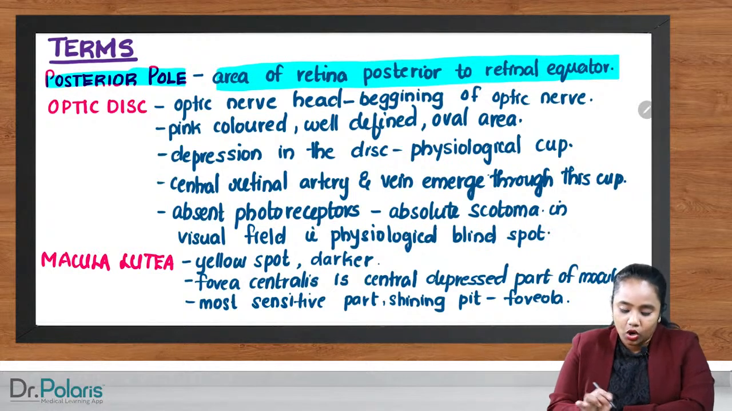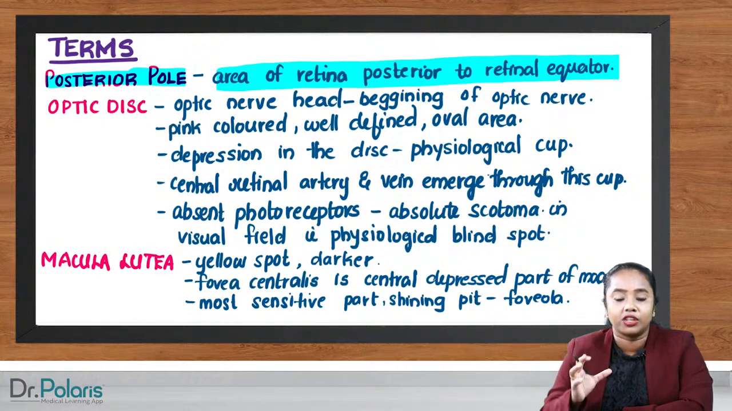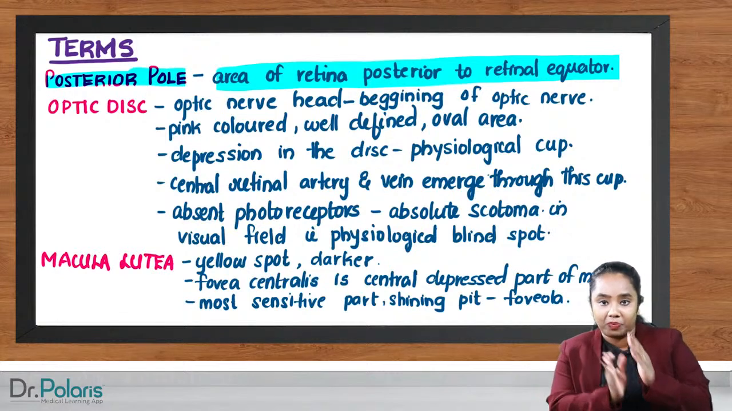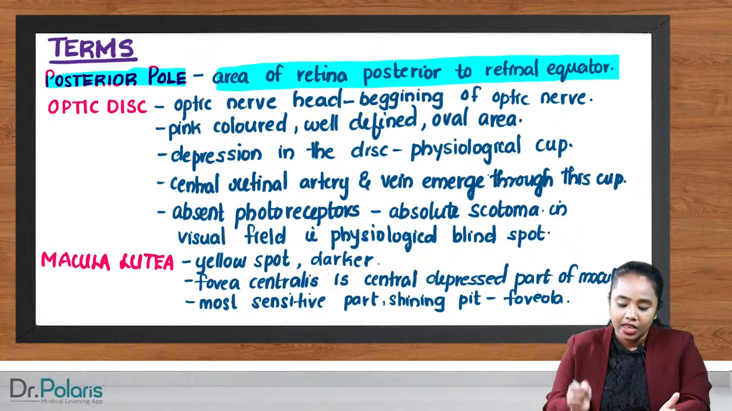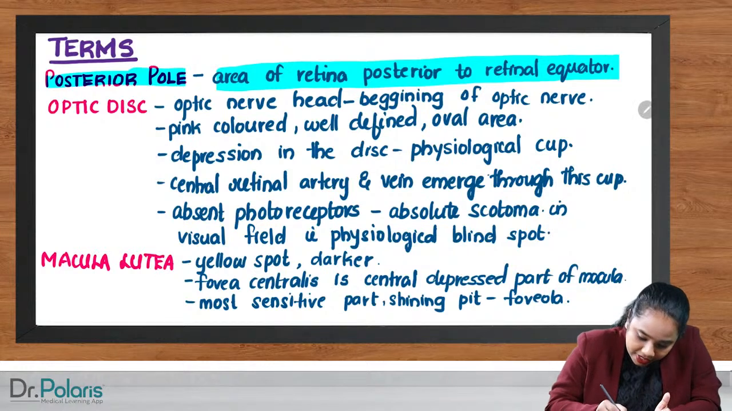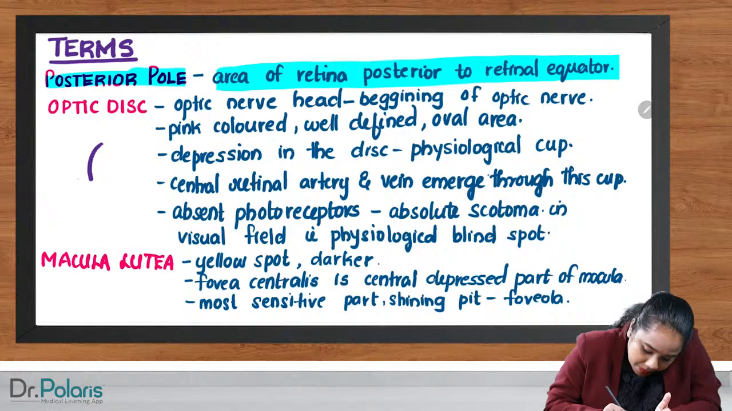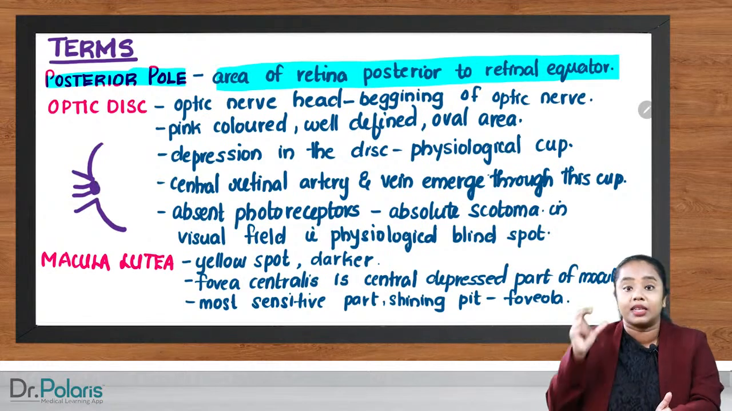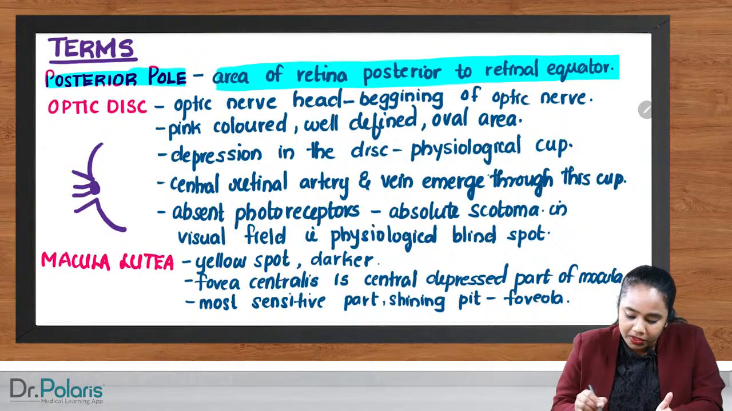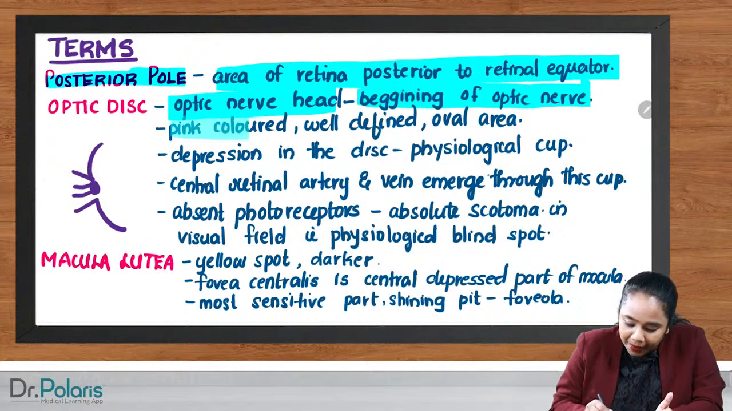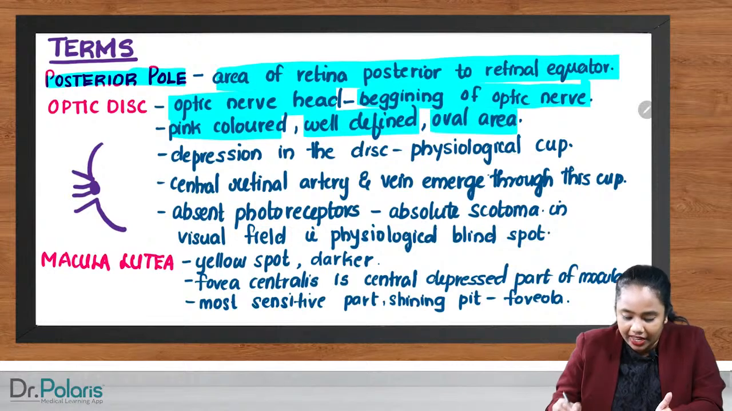Now, the optic disc can be understood only if you know what the optic nerve is. The optic nerve leaves at one point from the retina towards the central nervous system. For example, if you see the retina like this, through this area the optic nerve leaves. At this area where the optic nerve starts, that beginning of the optic nerve is called the optic nerve head. It is a pink colored, very well defined oval area.